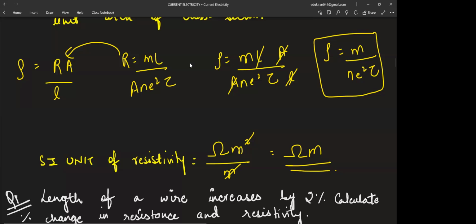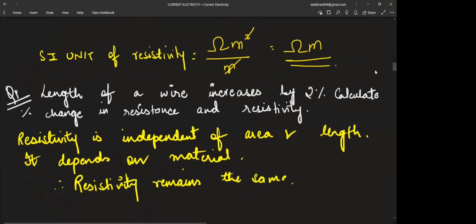See, Zara, one thing I'll tell you about resistivity first, then you can practice resistance. See, the length of the wire is increasing by 2%. In the formula of resistivity, we have already cancelled area and length. Means if you increase or decrease the area, if you increase or decrease the length, there is no area or length in the formula of resistivity. So resistivity will remain same. It is independent of the length. It depends on the material. Okay?